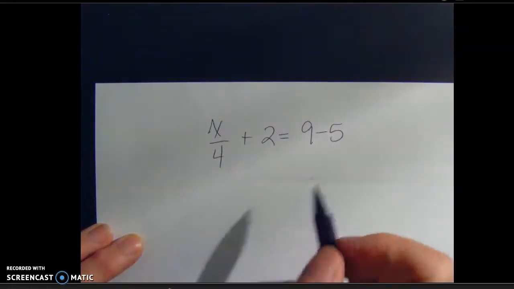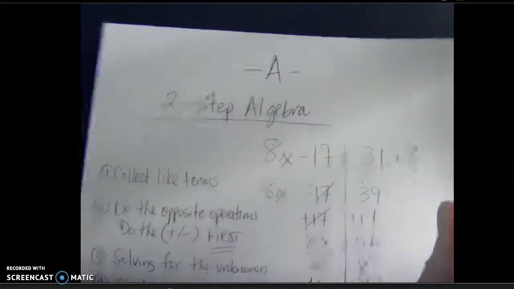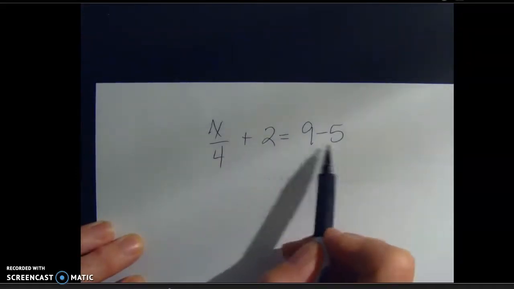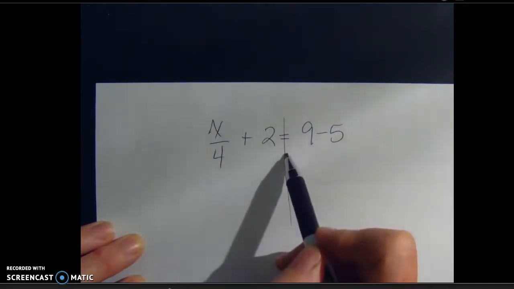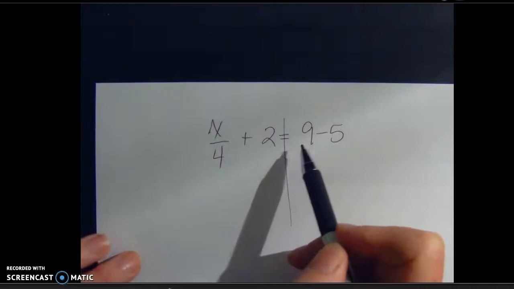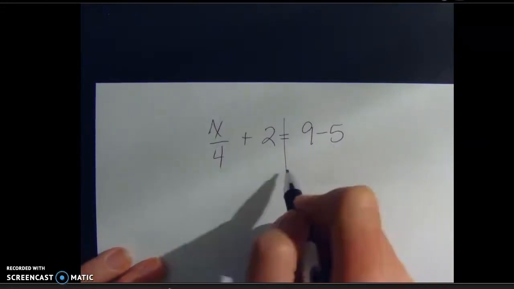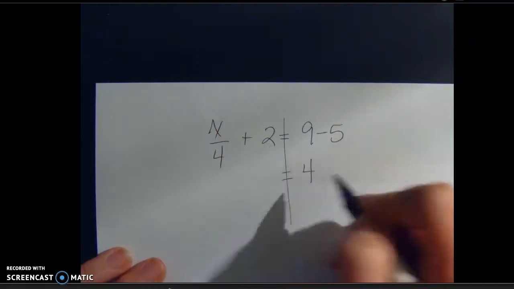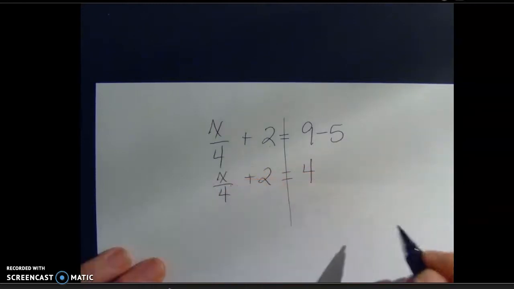So, our first step was what again? First step, collect like terms. Do we have like terms? Yes, we have that one, and that one, and that one. They're all the same, except don't forget there's a castle wall. So the only ones we can collect right now are the ones that are on the same side, and these two are on the same side, so let's collect those two. We've got 9 minus 5 is 4. The other side stays the same because we haven't done anything with it yet.